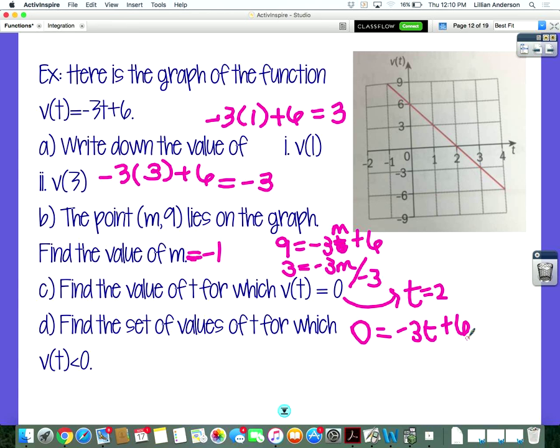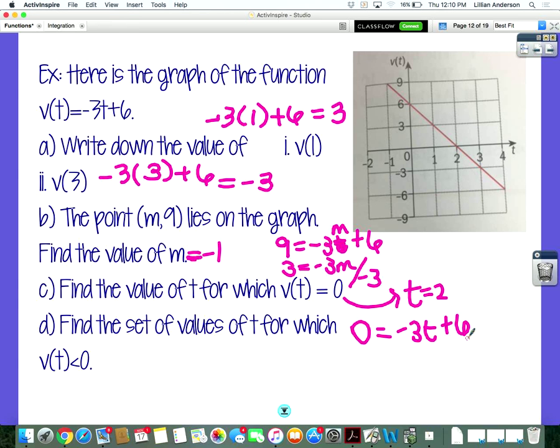And the last one, find the set of values for t which v of t is less than 0. What's that saying? What's that mean? It means that when your dependent variable is less than 0, find every x that matches that and put it in the set. Okay, exactly. When your y is less than 0, find the x's that match that.